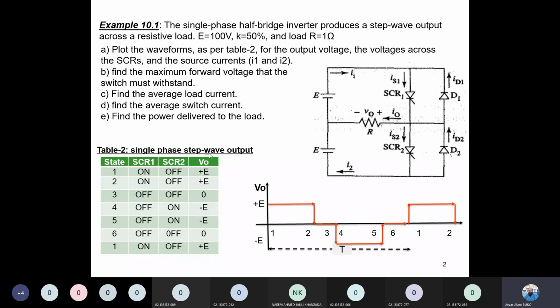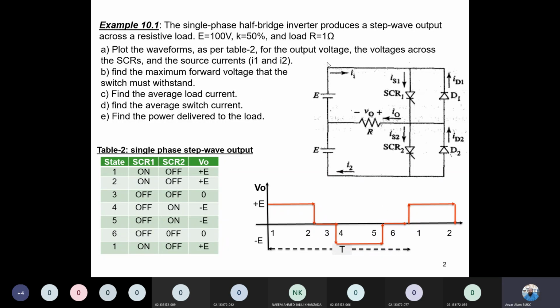इस टेबल 2 के मुताबिक वेव फॉर्म ड्रॉ किया and you have drawn this waveform. So you answered the first part. Plot the waveforms as per table 2 for the output voltage. आपको आउटपुट वोल्टेज के लिए वेवफॉर्म ड्रॉ करना है. For the voltage across the SCRs, okay. So this is not enough. आपको तो आउटपुट वोल्टेज वेवफॉर्म ड्रॉ करना है, ये आपने ड्रॉ कर दिया.